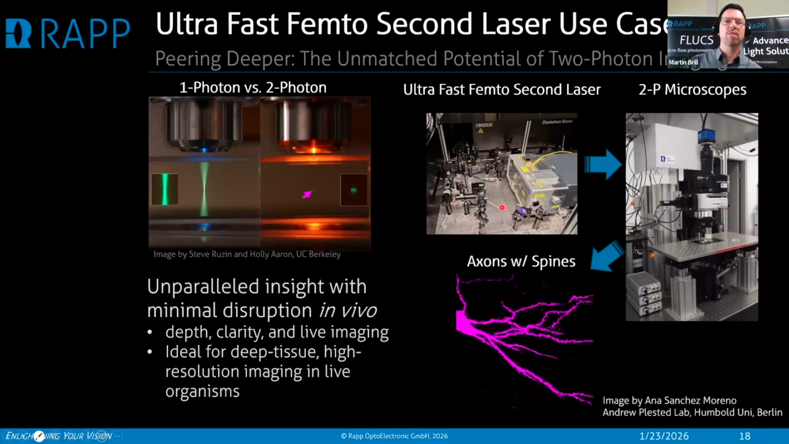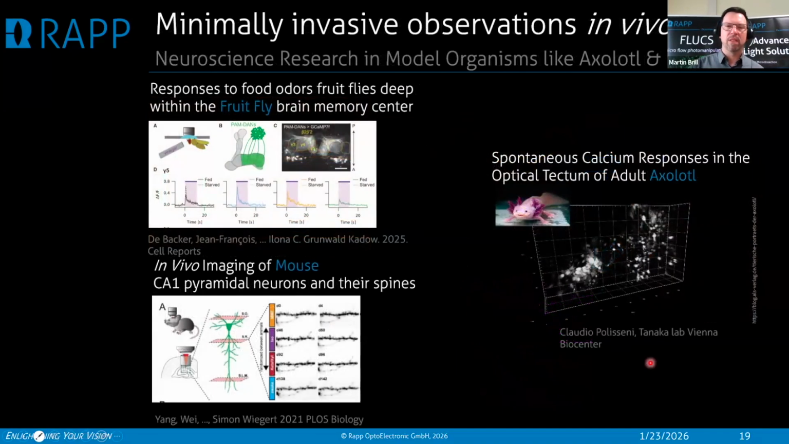We use different types of ultra-fast femtosecond lasers. We have a nice developing group here to make this. You use a 2-photon microscope and get these nice images here from Ana Sanchez, for example, from Plested Lab in Berlin. Our customers then obviously do in vivo work. That could be the fruit fly. We have a customer just setting it up for ants now, or the axolotl, and of course, nice mouse work that has been done.